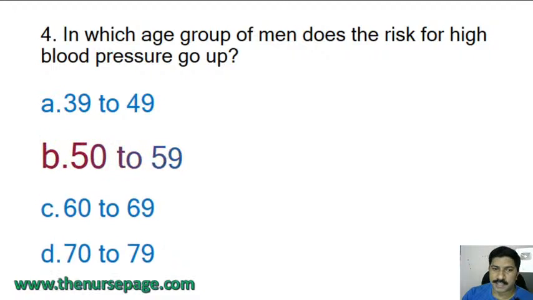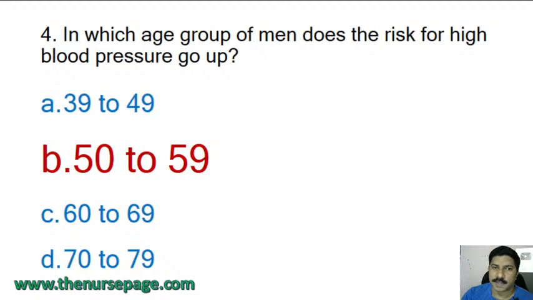Okay, correct answer is 50 to 59. The risk for high blood pressure is more in men in the age between 50 to 59.